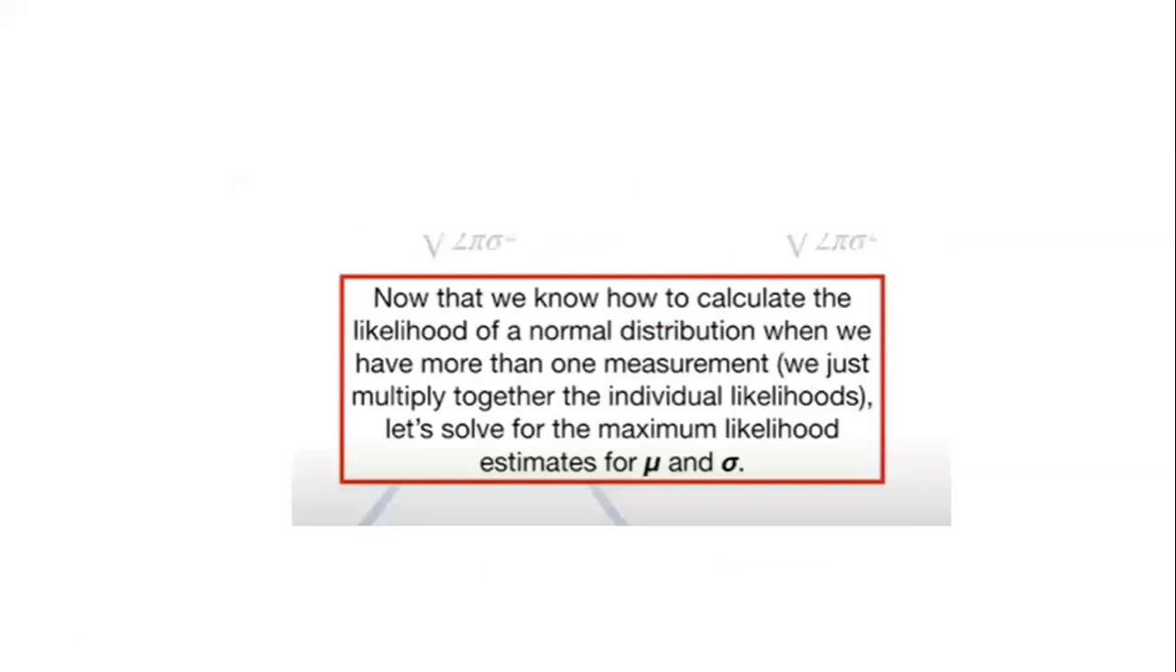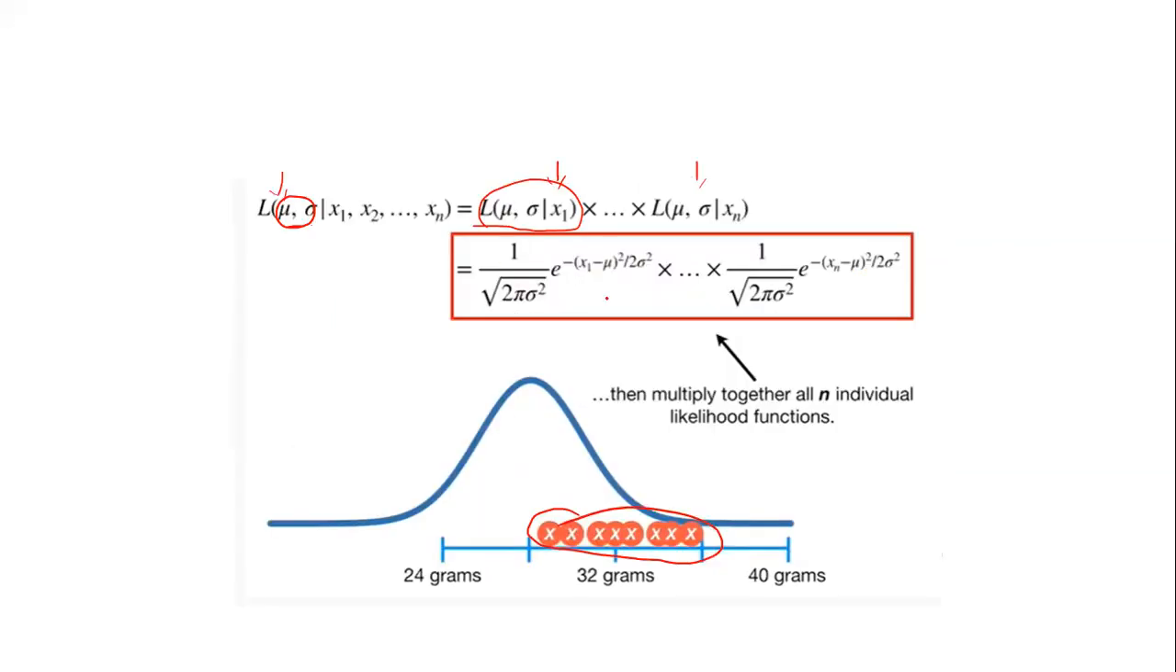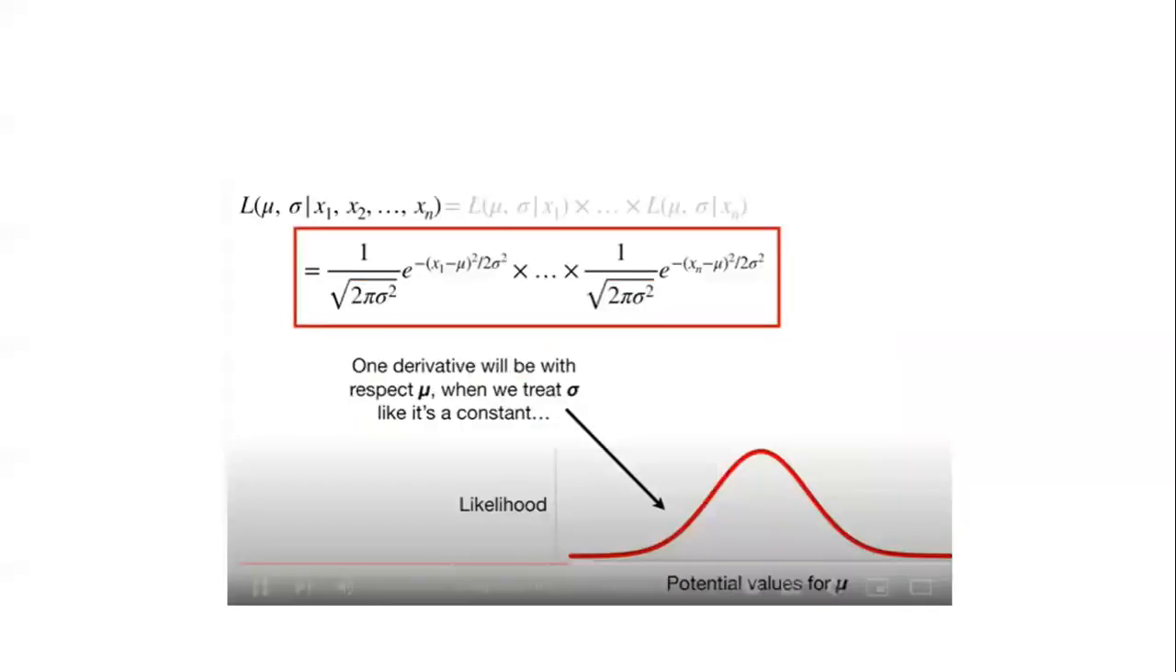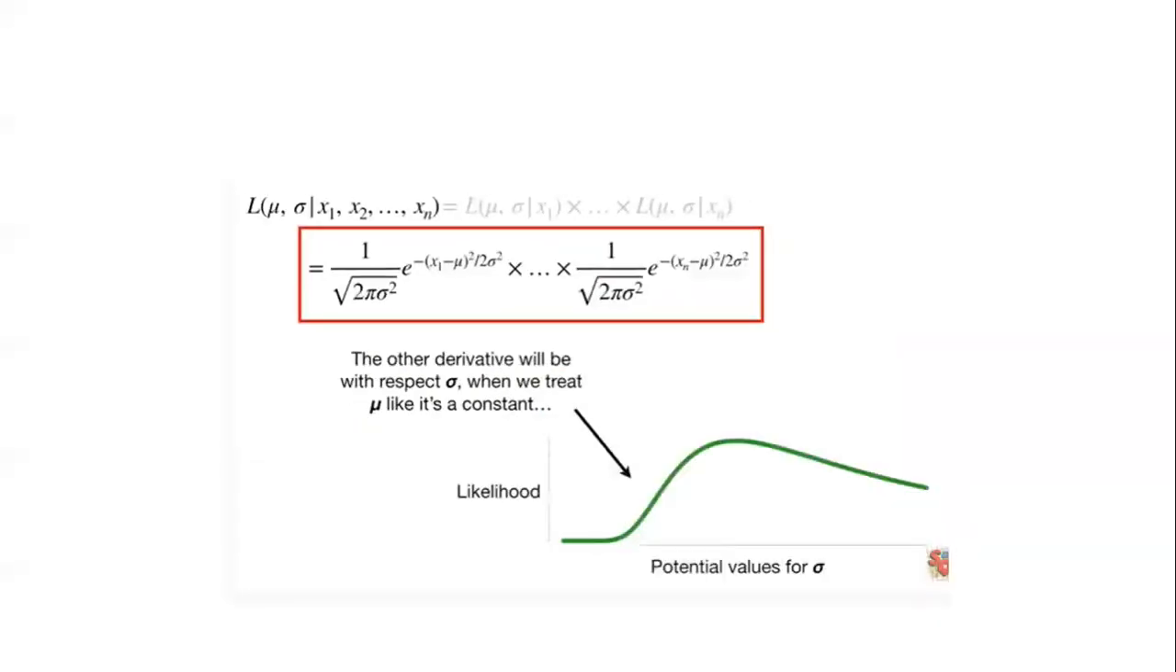Now, how to solve this equation? Now that we know how to calculate the likelihood of a normal distribution when we have more than one measurement, this is the actual logic. So we have to solve this equation. Let's solve for the maximum likelihood estimates for mu and sigma. What we have to find is the mu and sigma for which we get the maximum likelihood value.